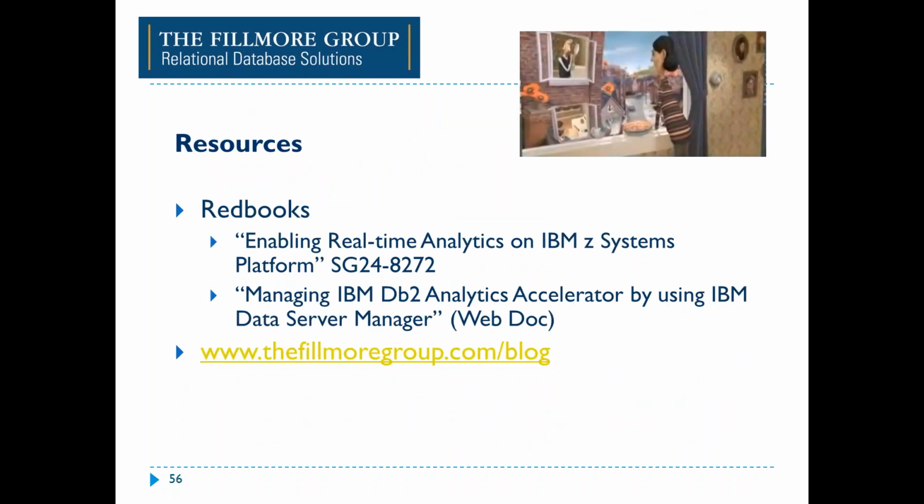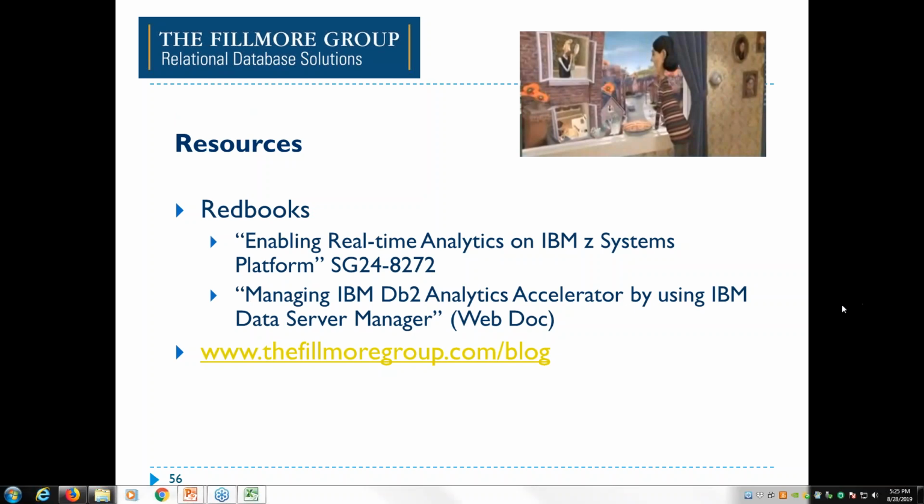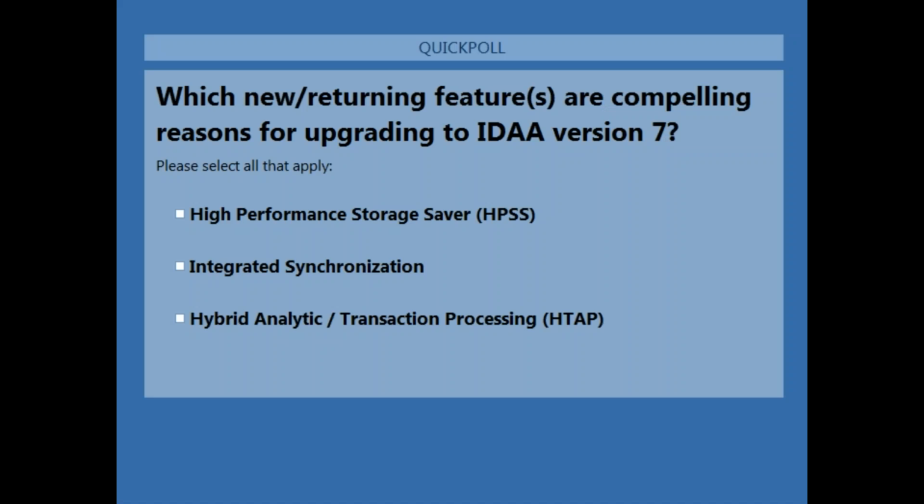Okay, so I am just about to wrap up. I think I have one more poll, and I'm going to run that right now, which is, which of the new or returning features do you find most compelling reasons for moving to IDAA version 7? And you can choose more than one. High performance storage saver, integrated synchronization, or HTAP.